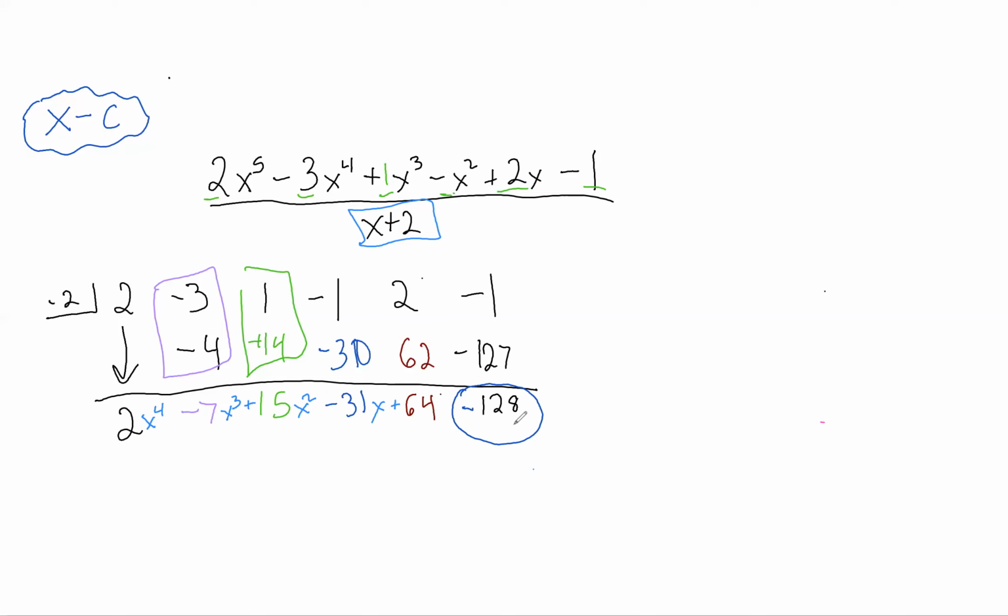And we take the remainder, if there is one. So this is our equation, -128, and we divide it by, we just write what we divided by under here. So x plus 2. And that is our equation.